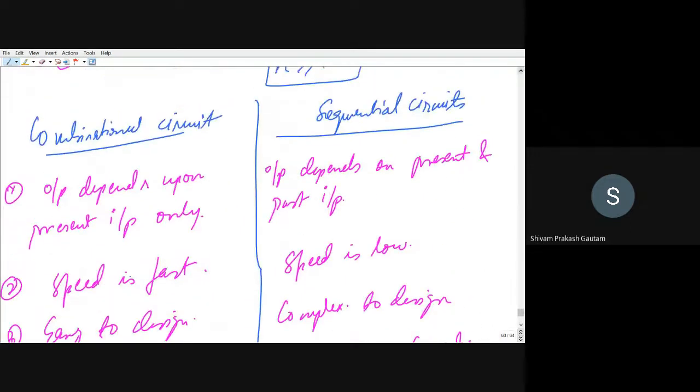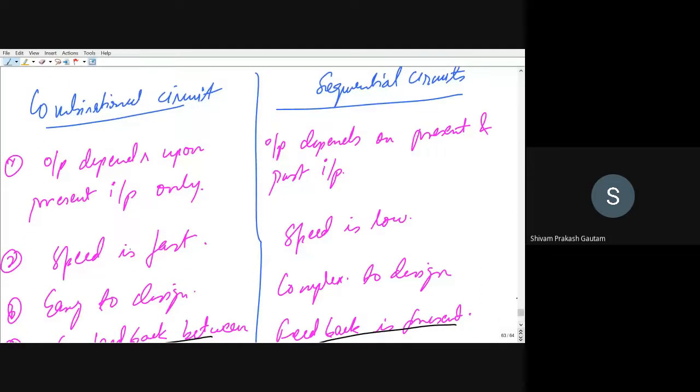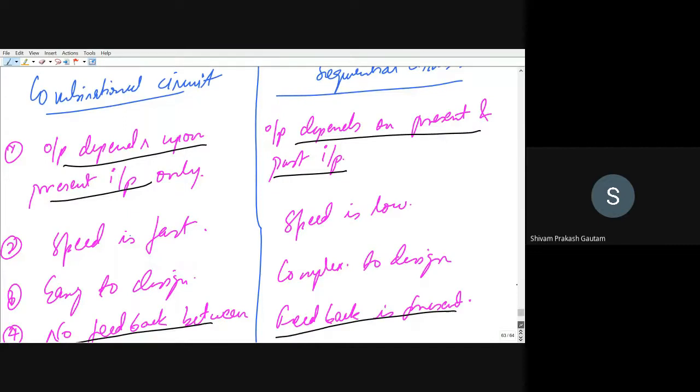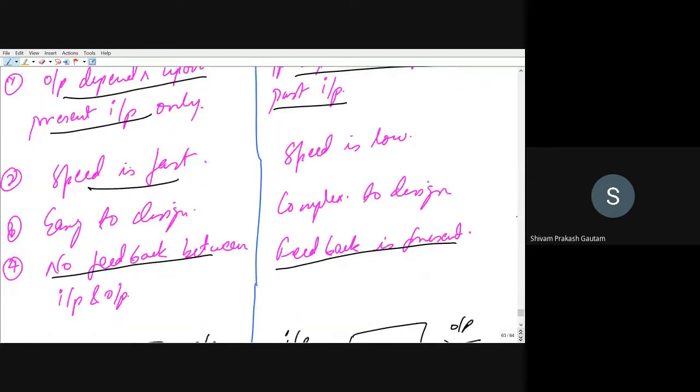Combinational circuit output depends upon only the present input. We have seen the block diagram. That means whatever input you are providing, output you will get accordingly. In a sequential circuit, output depends upon the present as well as past input, as we have seen in the block diagram as well. Some amount of output is flowing back again to the input through feedback. This is the first difference. Speed is fast in combinational, since feedback is not there. Only one stage calculations will be there. Speed is slow in sequential as compared to the combinational circuit.